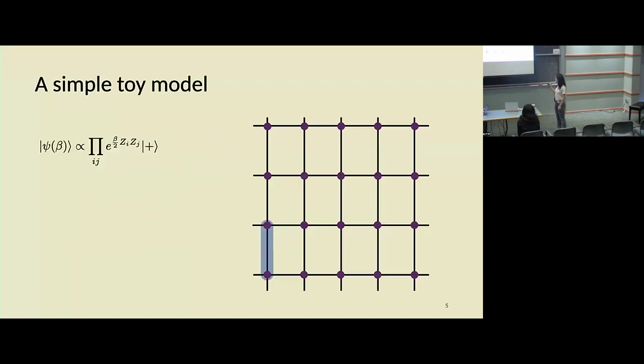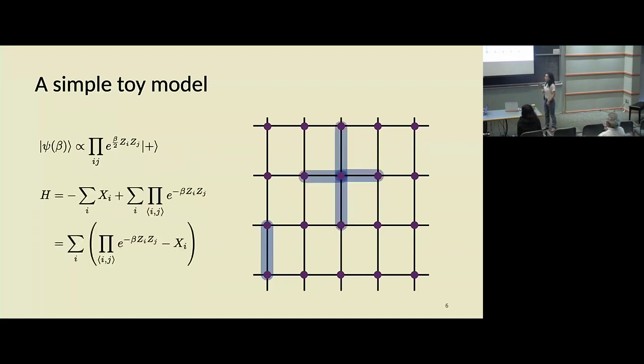Okay, so this is the very, very simple toy model. It has occurred in many different contexts, which I will mention in the next couple of slides. And it's just a product of e to the beta over 2 ZZ on the all plus state. So it has a bunch of these nearest neighbor couplings, and it's appropriately normalized. And you can write a local parent Hamiltonian for this simple model.